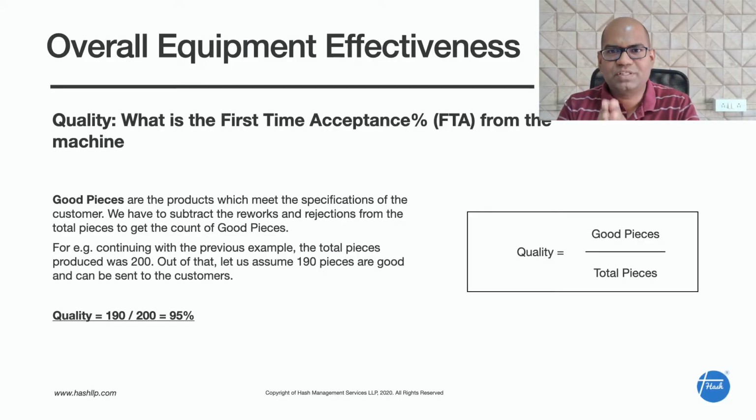The third parameter is called quality. Out of these 200 pieces which I have produced in 5.5 hours, how many are actually good pieces? The good pieces are the products which meet the customer specification. Let us take 190 pieces. So 190 good pieces divided by 200 total components produced. 190 divided by 200 will come to about 95%. So this is the quality.